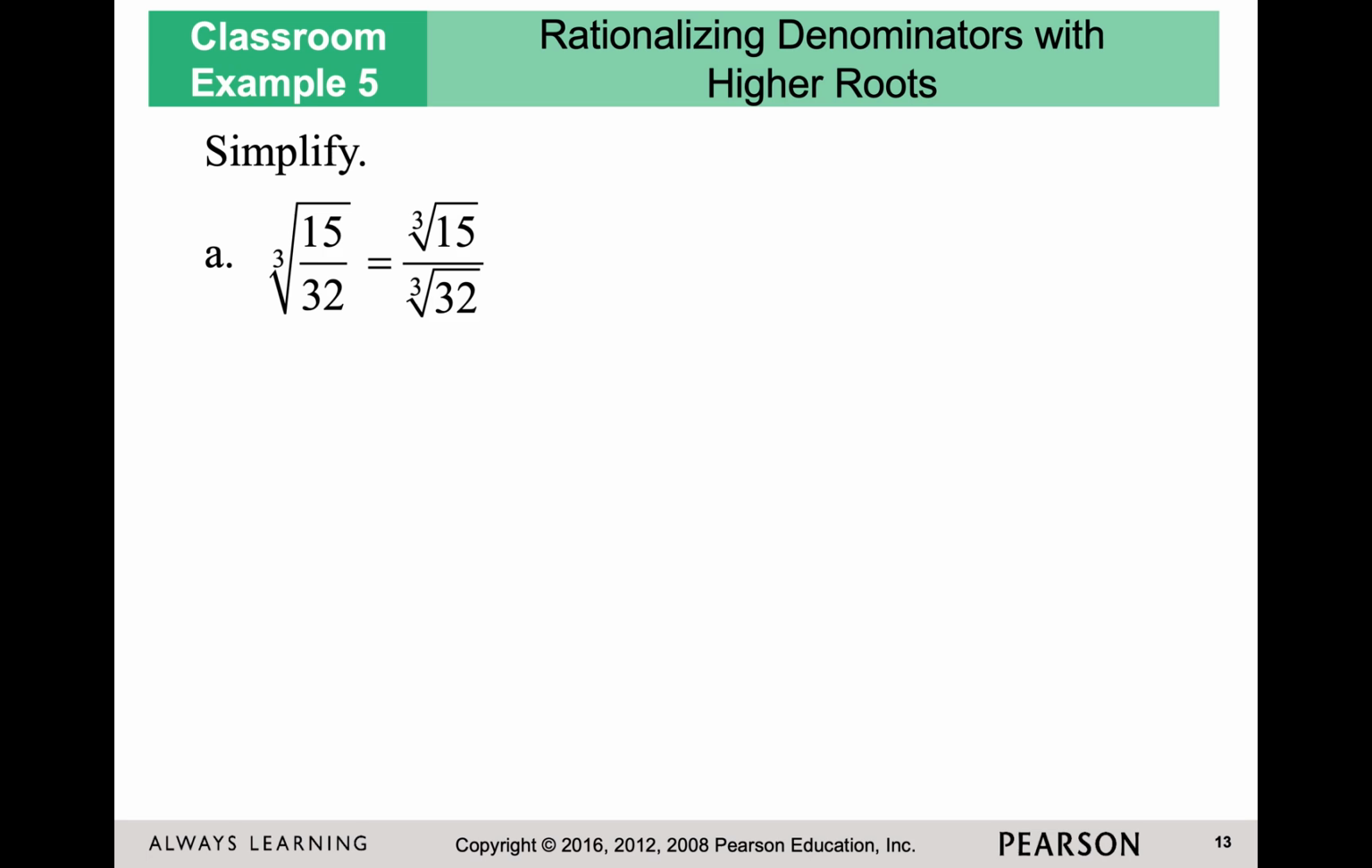The cube root of 15 divided by the cube root of 32. Now, when I look at 32, I've done so many problems over the time that I think, that might be something I can reduce. 15, not really a lot I can do there. 32 is divisible by 8. So remember your perfect cubes would be 8, 27, and so on. You're going to go through there. So I can simplify the cube root of 8 to 2, and then I can rationalize that denominator.